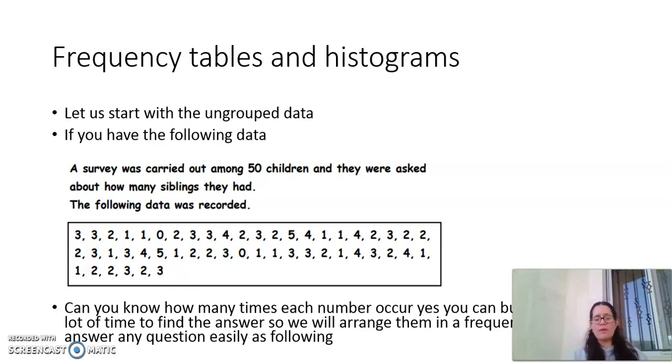If you have the following data, a survey that was carried out among 50 children who were asked how many spellings they had, the following data was recorded. Can you know how many times each number occurs? Yes, you can find the answer, but you need a lot of time. So we are going to arrange this data into a frequency table to find the answer easily for any other question.